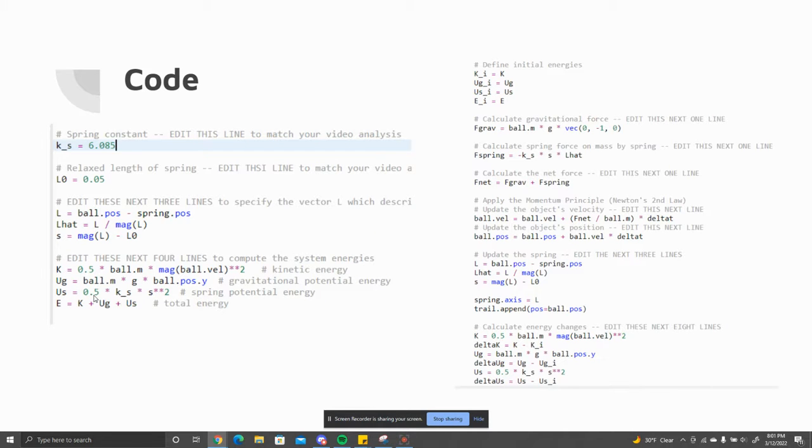All right, let's jump right into the code. We have our constants here on the left: our spring constant and our relaxed length of the spring. From these, we are able to find the vector L, which describes how long the spring is while the ball is in motion. We calculate that by taking the ball's position and subtracting the spring position. Then we get s by taking the magnitude of that and subtracting the relaxed length, in order to find our spring force.